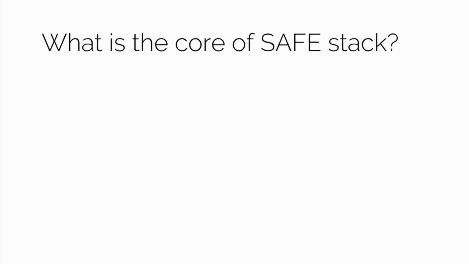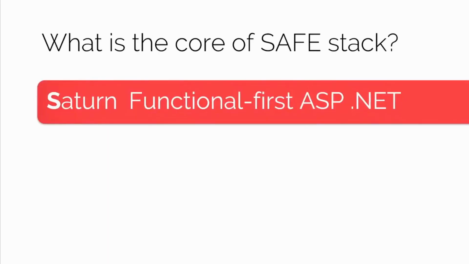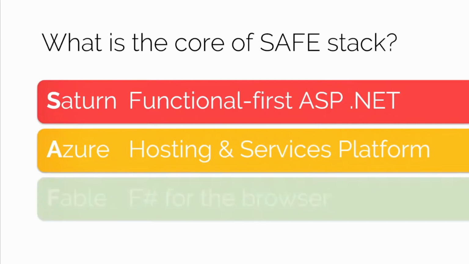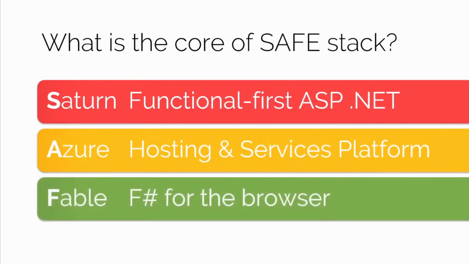So just to refresh, what are really the core parts of SafeStack? First we have Saturn, which is a functional first wrapper on top of ASP.NET. Don touched on Giraffe before, so Saturn is really a batteries included version of Giraffe that just pushes it a bit further. Then we have Azure, which is our starting point for our hosting and service platform. Then we have Fable, which is where we see F# for the browser.